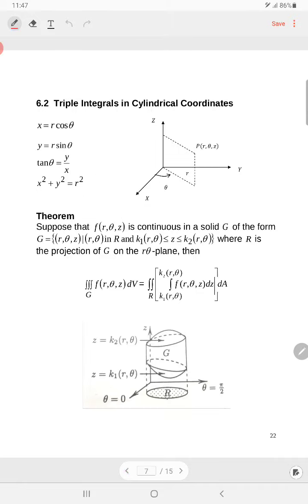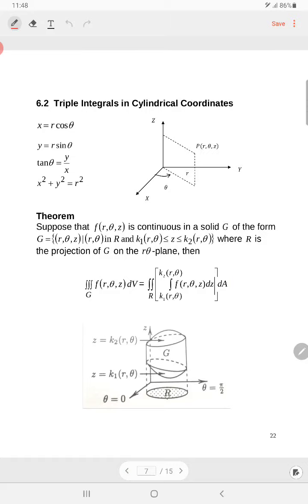Okay, now if you recall for cylindrical coordinates, what we're going to do is project our solid G onto the xy plane. So the integration should be with respect to z first. The upper limit for z would be the top surface, and the lower limit for z is going to be the bottom surface. And this dA here will be r dr d theta.